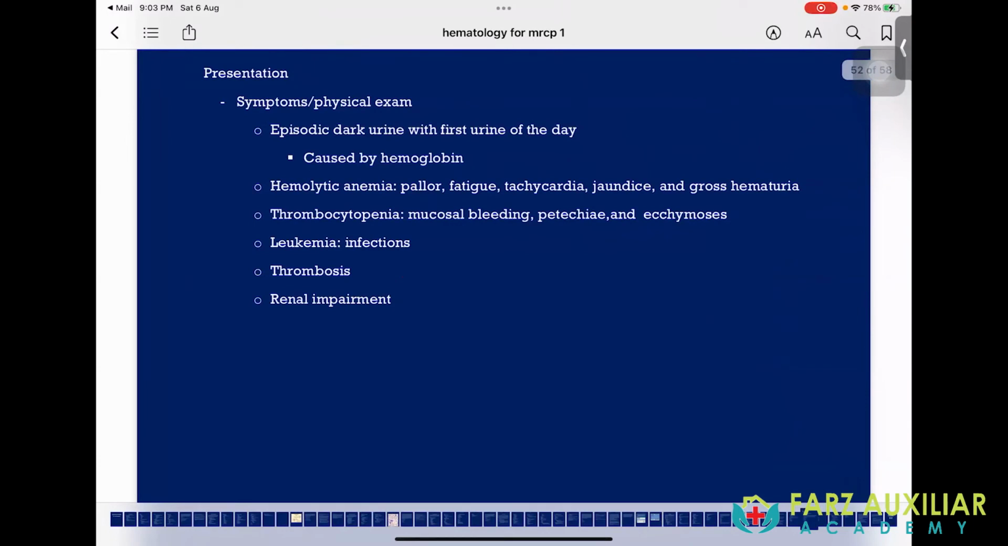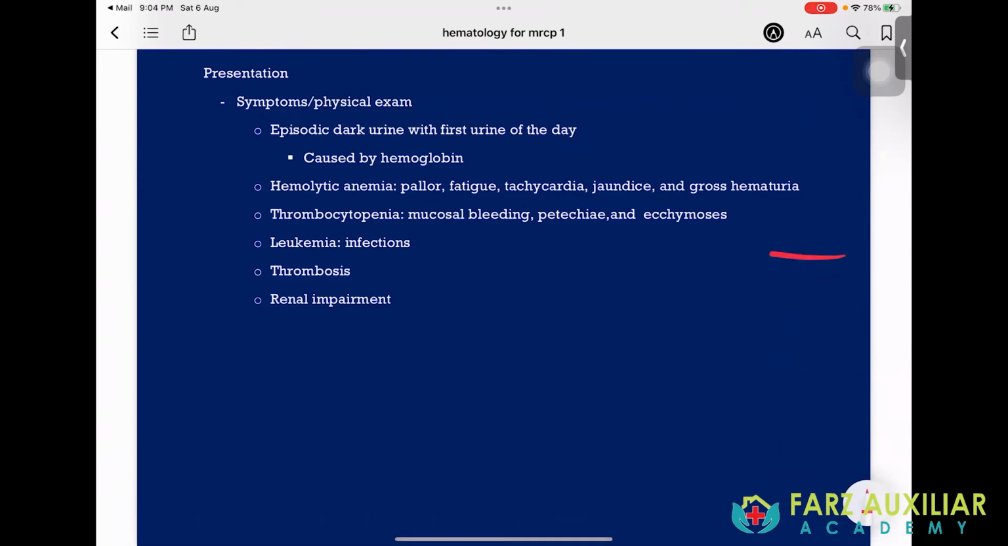Presentation: episodic dark urine with the first urine of the day caused by hemoglobin presence in the urine, hemolytic anemia, pallor, fatigue, tachycardia, jaundice, and hematuria. Thrombocytopenia leading to mucosal bleeding, petechiae, ecchymosis, leukopenia leading to infections, thrombosis, and finally renal impairment.